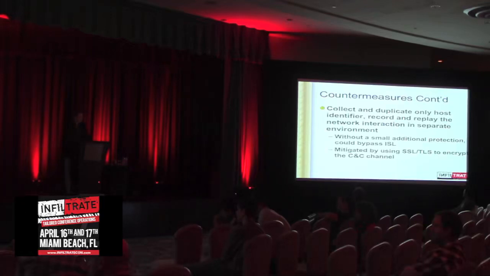So one other potential countermeasure is that you collect and duplicate only host identity, and then you record and replay network interactions you saw in another network to try and have the binary do meaningful things. And without an additional protection, this could perceivably bypass instruction set localization, but you can mitigate this by simply using SSL or TLS to encrypt the HIE protected binaries' interactions with the command and control.